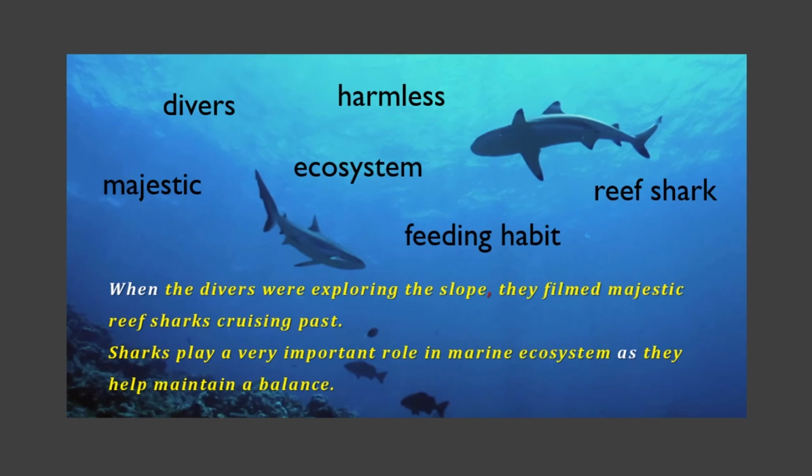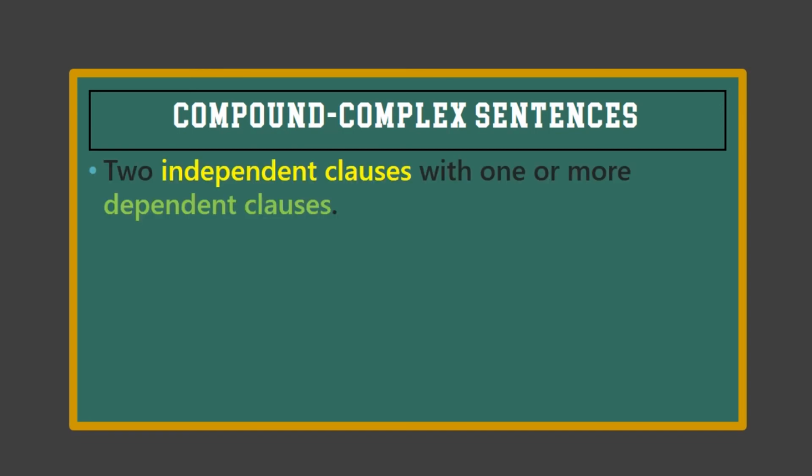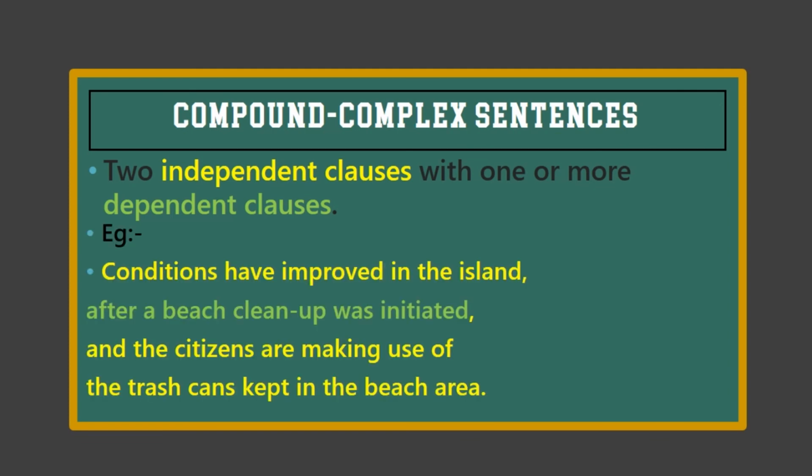Okay? Moving on. Here's the last type of sentence you'd be learning today. Compound complex sentences. Now these are a little bit longer than your average compound or your average complex sentence because these would have two independent clauses with either one or more dependent clauses. For example, conditions have improved in the island after a beach cleanup was initiated and the citizens are making use of the trash cans kept in the beach area.